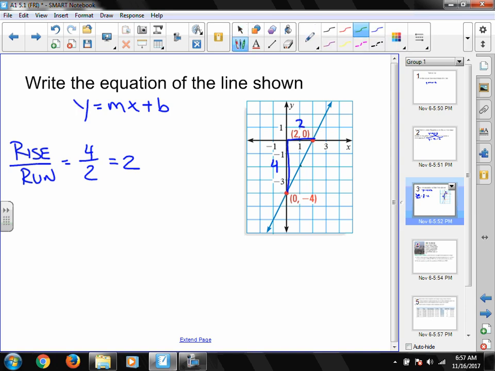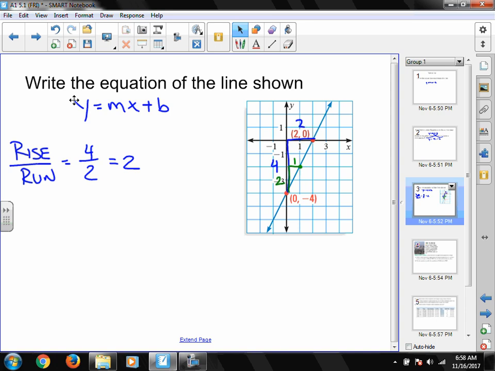So what I could do is look at this point here, which is going to be 1, -2. Same idea. I go up 2, right 1, 2 over 1. My rise is 2. My run is 1. And that's going to give me that slope of 2. So it doesn't have to just be the 2 highlighted points. You can use any 2 points that are on that line.